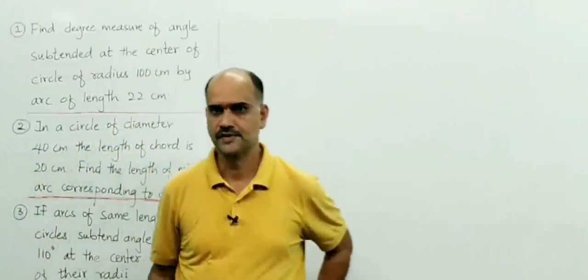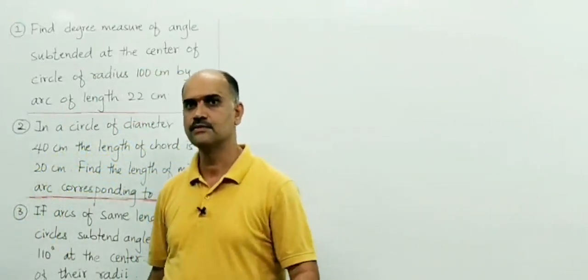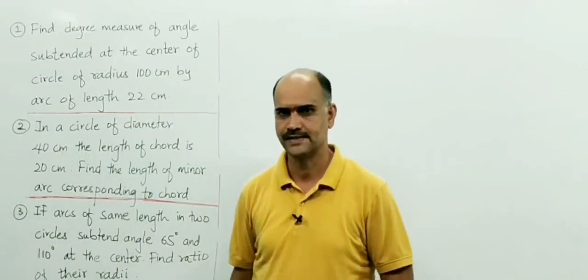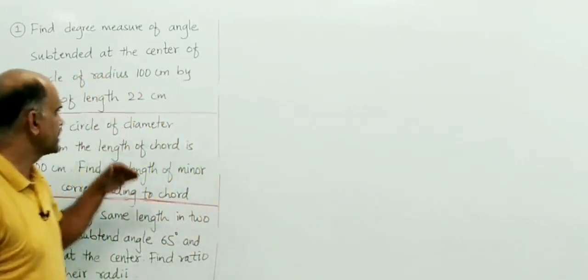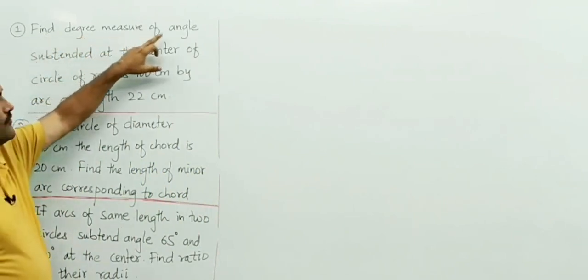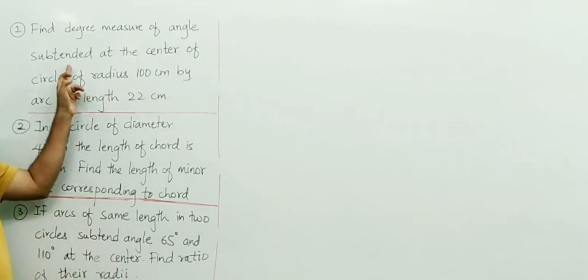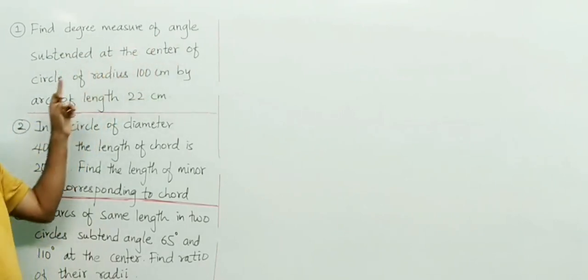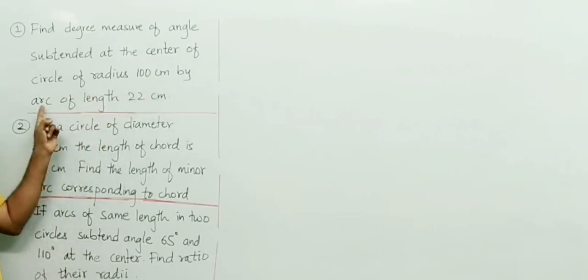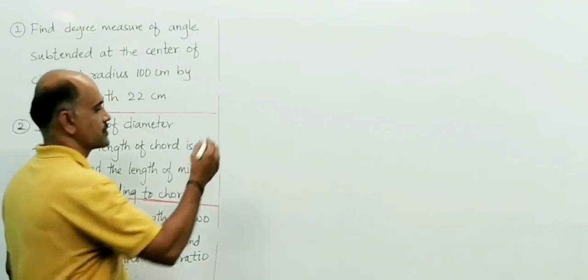Welcome back, students. Again today we will continue problems on length of an arc and area of a sector. So here I have written three problems. If I take the first one: find the degree measure of the angle subtended at the center of a circle of radius 100 centimeters by an arc of length 22 centimeters.